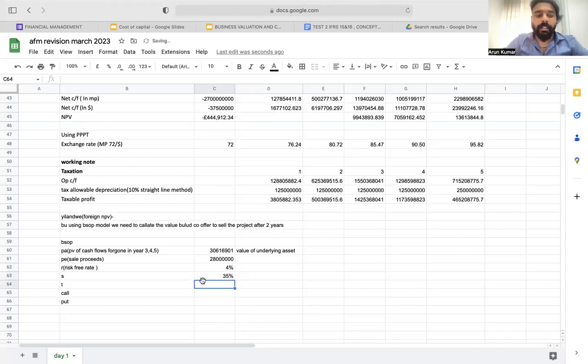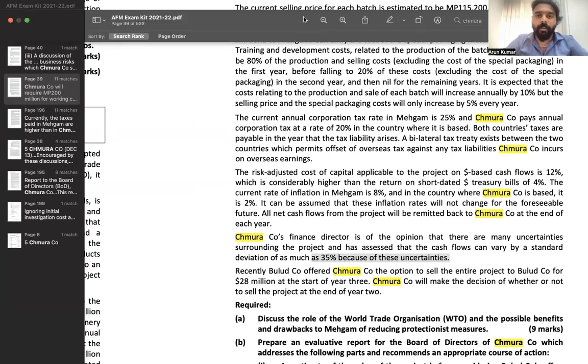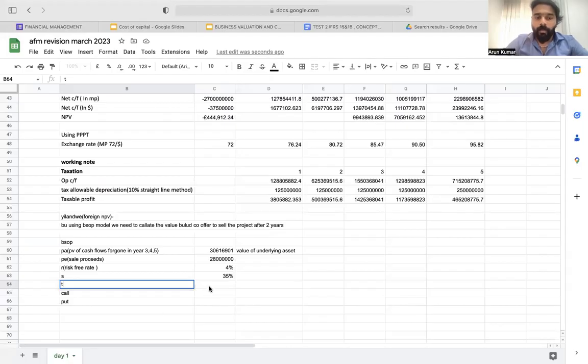And finally, T is the time to expire, or the time left to exercise our option. We have to exercise that option at the start of year 3. Start of year 3 means how many years are left to exercise that option? 2 years. So we only need these 5 figures to calculate the value of the call option and put option using the BSOP calculator.